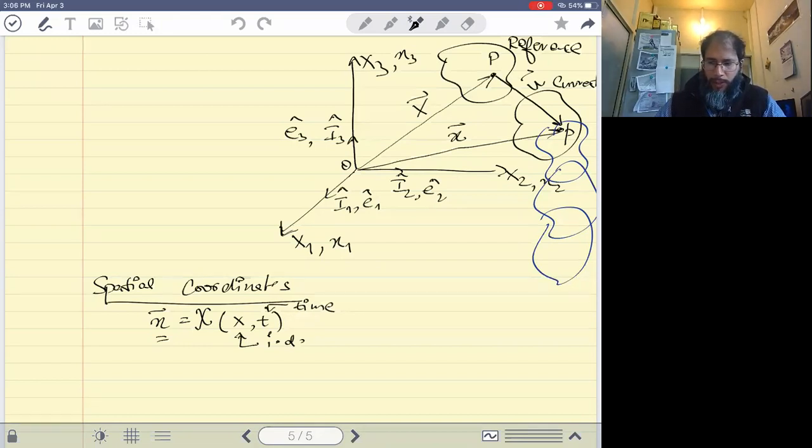Or what I could do was, instead of telling you the ID of the point, I could tell you the location of the point at t equal to 0.